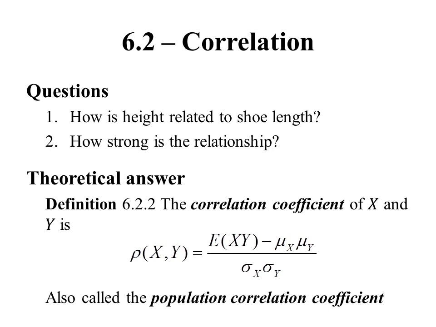This correlation coefficient is also called the population correlation coefficient. We could think of this as measuring the strength of the relationship between height and shoe length in the population of all students. Okay? So this is a theoretical answer, but it's not a real practical answer, because in order to calculate this quantity, I would have to know the mean of x, the mean of y, their standard deviations, and I'd also have to know the joint distribution of x and y in order to be able to calculate this expected value. So this is a fine theoretical answer, but it's not a real practical answer.